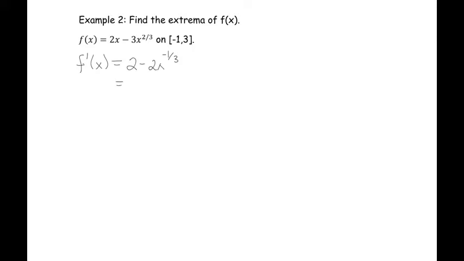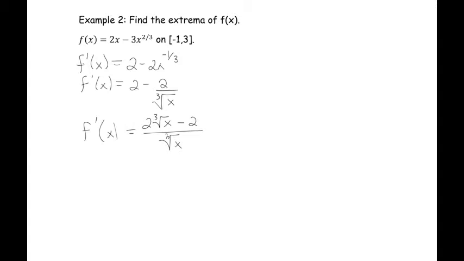So I'm going to have to look at where this function is both equal to 0 and where it's undefined, because I have this negative exponent here. So I have 2 minus 2 over the cube root of x. And so this is f prime of x. I'm going to go ahead and look at making this into one fraction. So it's going to be 2 cube root of x minus 2 over cube root of x.